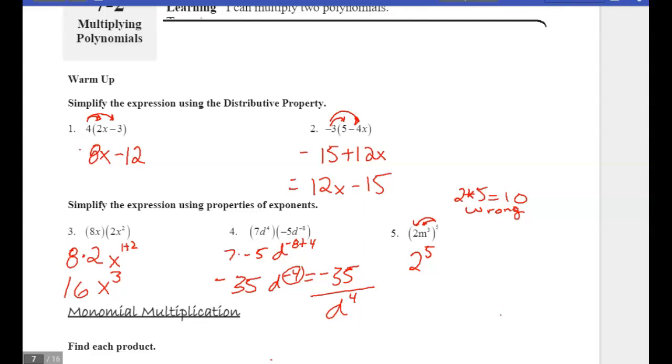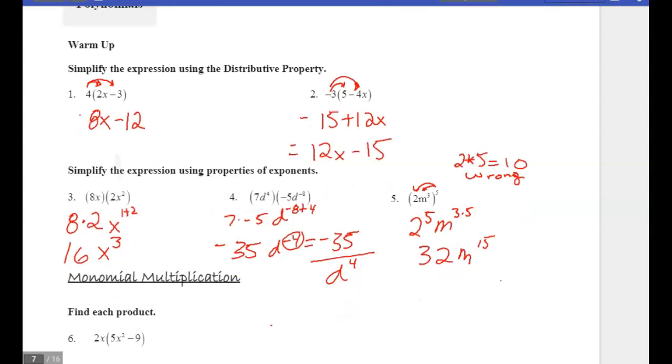So 2 to the 5th, you would take your calculator if you needed to. I think it's 32. 2 to the 5th. Yes, 32. And then you have m to the 3 times 5. This is power to a power. That's when you multiply. So you would get m to the 15.